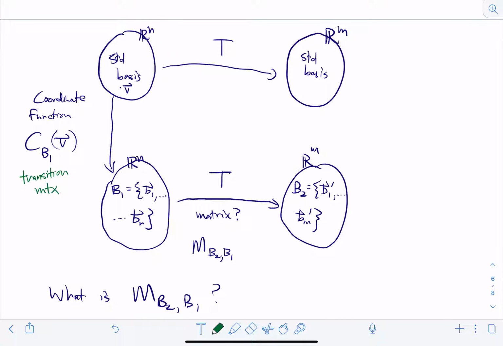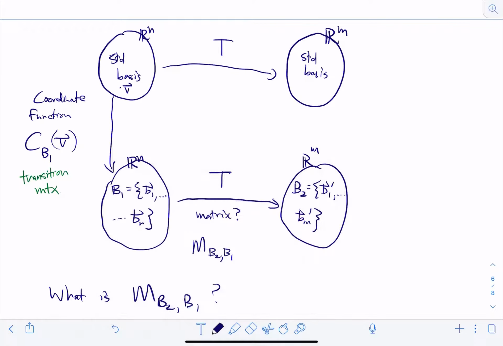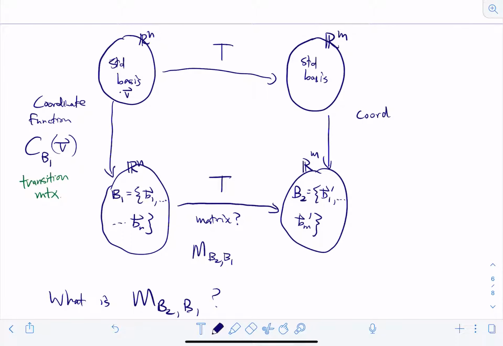Okay. Same thing, we can also have another coordinate matrix that goes this way. This is the coordinate function. It takes any vector over here, we can call it W, and it writes the coordinate vector of W in terms of B2.